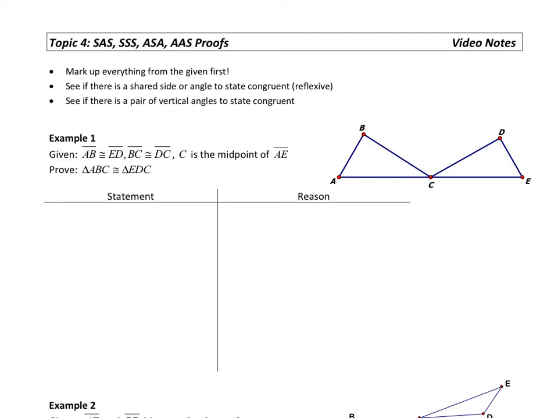This video will cover SAS, SSS, ASA, and AAS proofs in triangle congruence. SAS, SSS, ASA, and AAS, oh my goodness, all four of them, are just talking about proving triangles congruent using 4 different theorems. Now we know that there's 5 theorems, but we'll get to HL in a later topic. All of these have S's and A's, and it's important to remember that S stands for side, and A stands for angle.